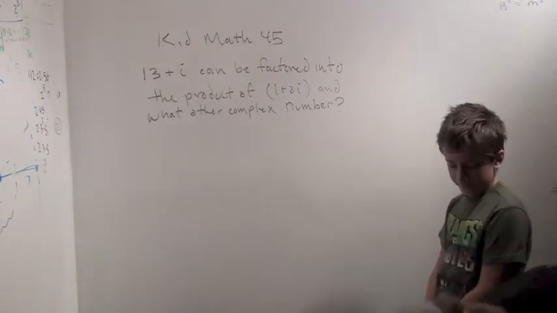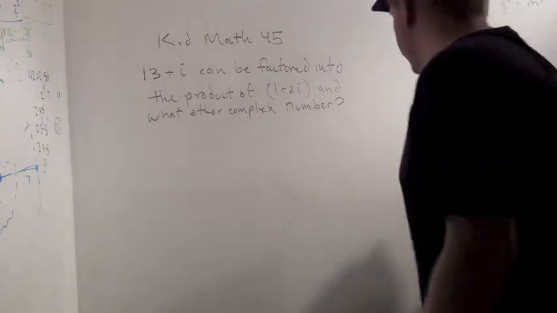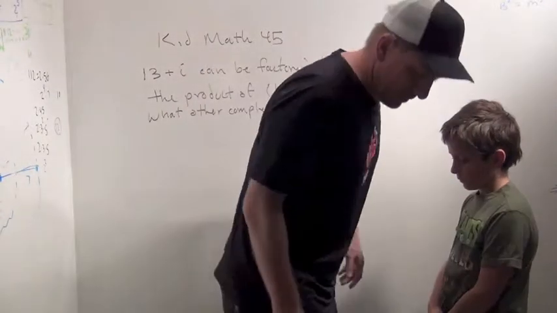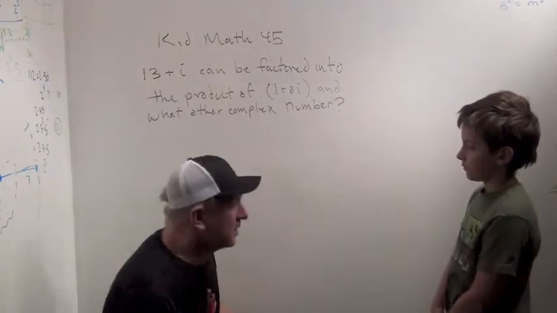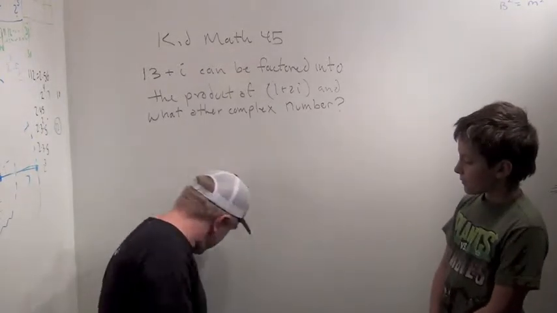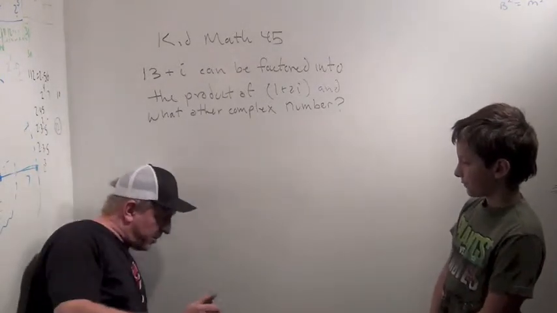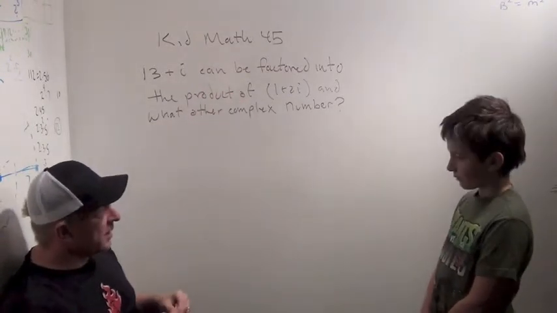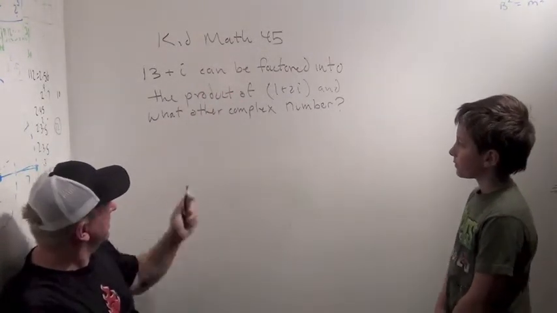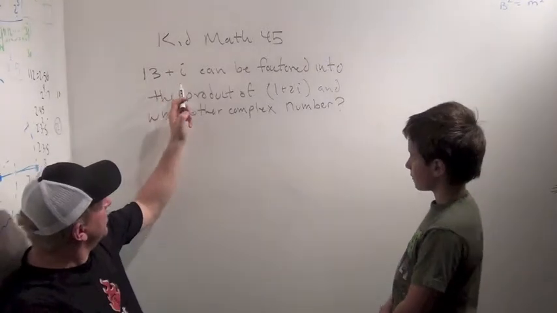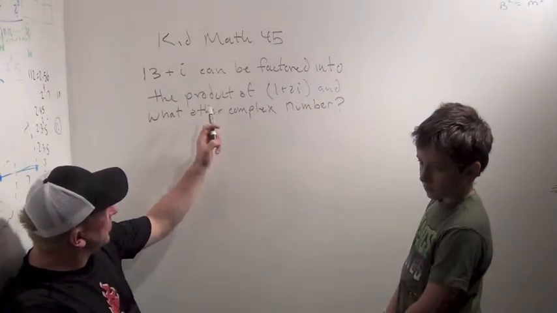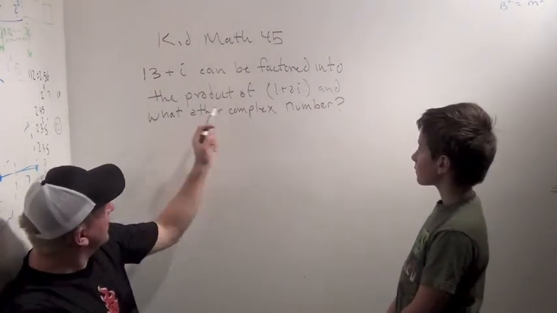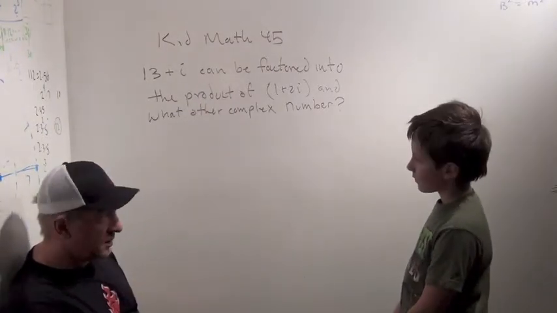KidMath number 45. We're in the review section for Art of Problem Solving's algebra book, the chapter on complex numbers. And this looks like a pretty cool problem to try. It might be a little bit of arithmetic here, so maybe I'll write and you just talk, and maybe that'll help it just go a little faster. 13 plus i can be factored into the product of 1 plus 2i and what other complex number?